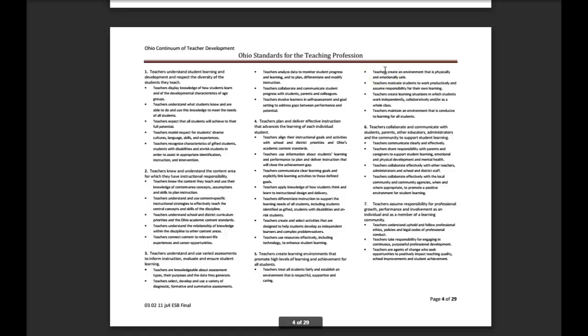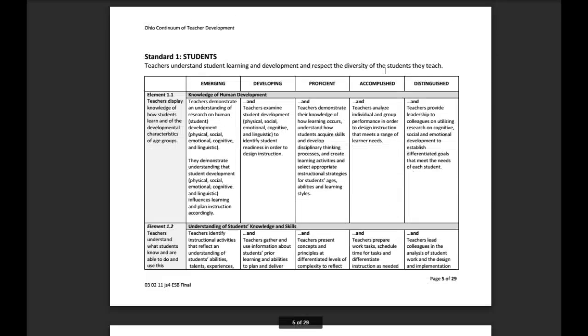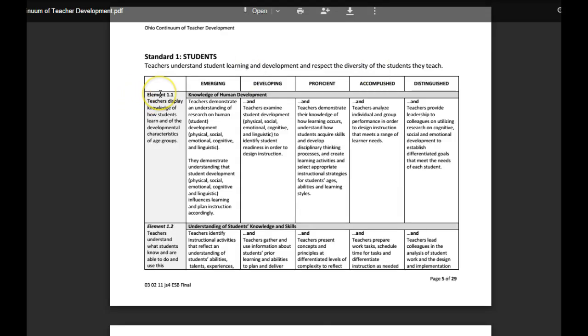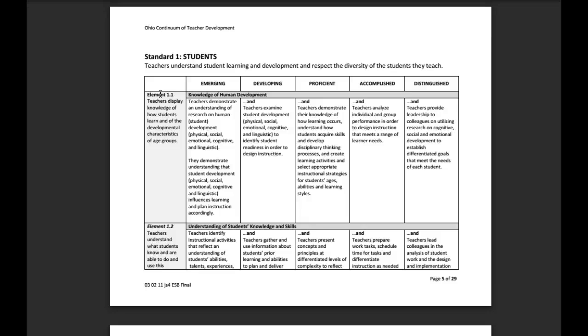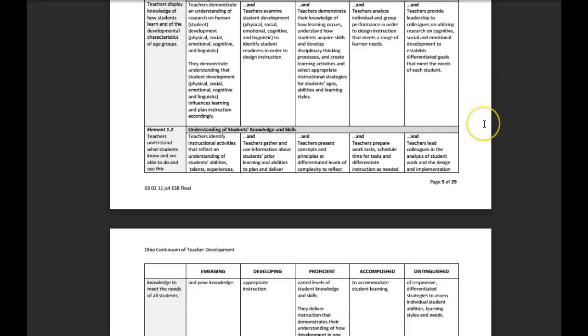Here are the Ohio standards for the teaching profession again. And here, broken down, 1.1, 1.2, etc., all the way through all 7 standards, we see where each level of teacher is expected by the state to be in relationship to that particular standard. Student teacher, resident educator, professional license, and the 2 levels of teacher leaders. And this goes all the way through.